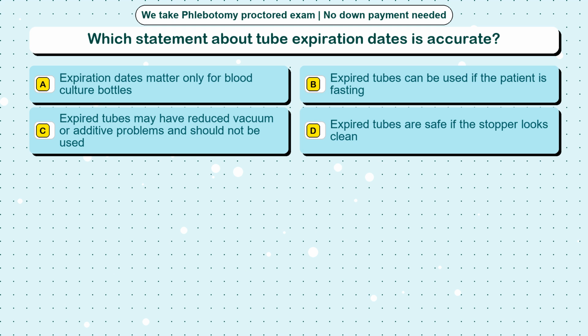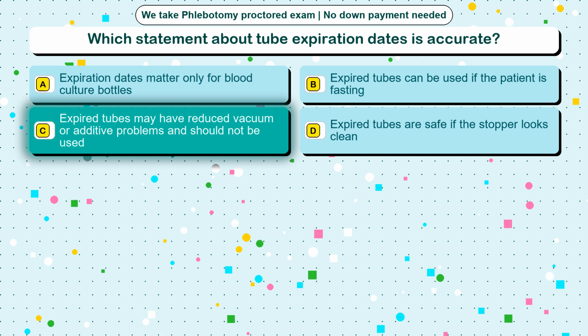Question 26. Which statement about tube expiration dates is accurate? Option A, expiration dates matter only for blood culture bottles. Option B, expired tubes can be used if the patient is fasting. Option C, expired tubes may have reduced vacuum or additive problems and should not be used. Option D, expired tubes are safe if the stopper looks clean.